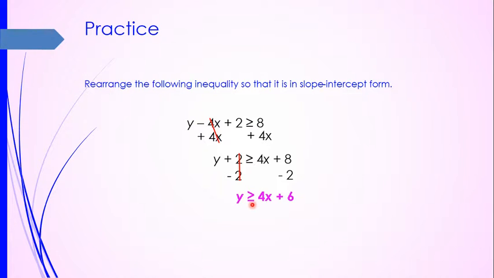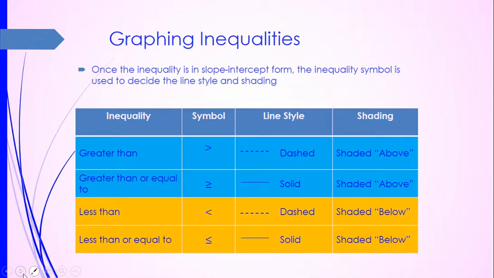When we were just dealing with lines, you didn't necessarily have to have it in slope-intercept form to graph it. You could graph it in the standard form. You could graph it in the point-slope form. But in this case, it's essential that we get it into slope-intercept form first, so that when we decide where we need to shade the graph, we know where that is.